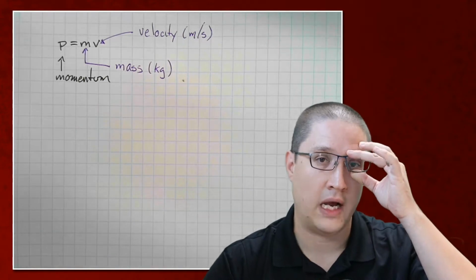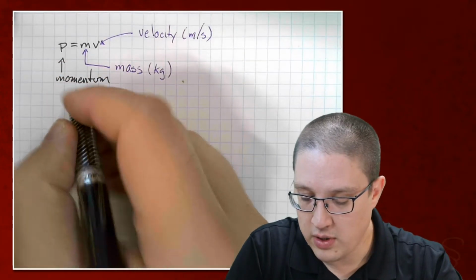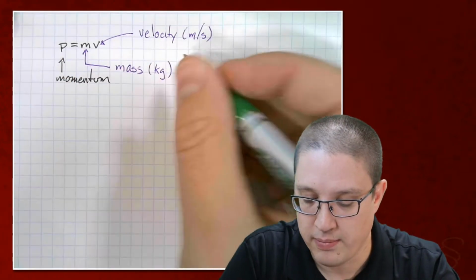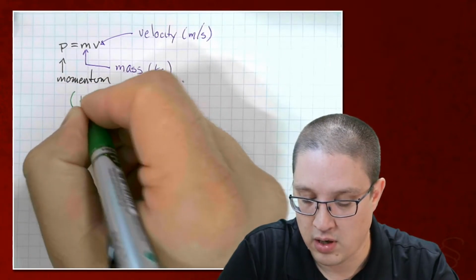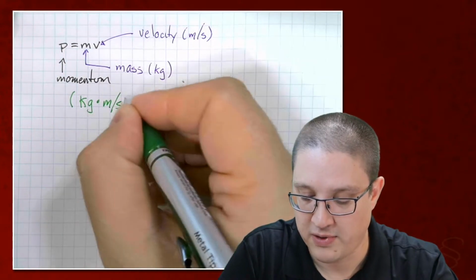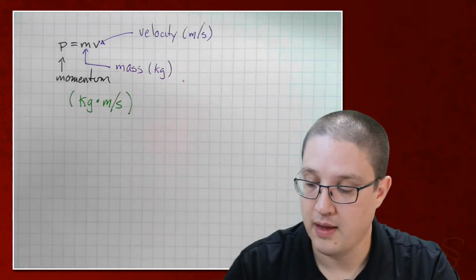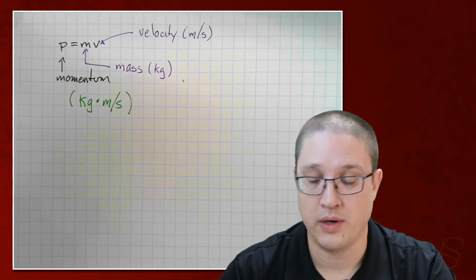We can easily find how much momentum something has using this formula. Our units for momentum are a little different, and they're kind of a strange unit, but it comes directly from these here. So the units for momentum are kilograms times meters per second, literally just combining those two units. You can end up with different units for momentum, but these are the standard ones that we're going to use.